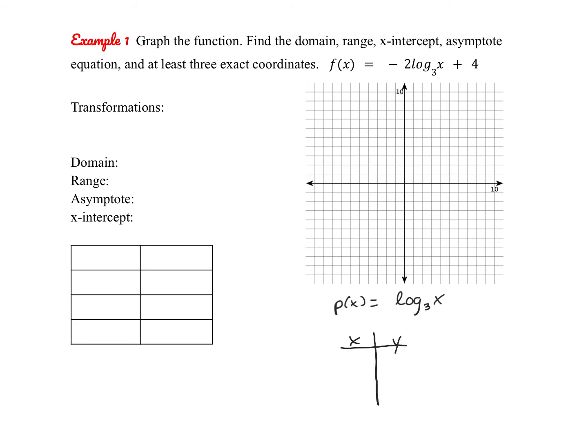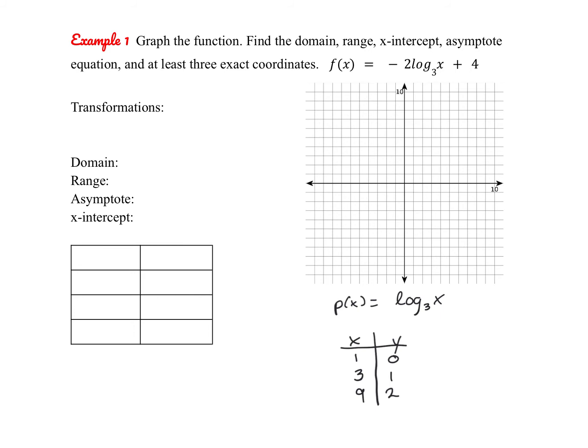A good one to always do is 1. So we have (1, 0), because 3 to the power of 0 equals 1. We can even do, in this case, 3, and then our y value would be 1, because 3 to the power of 1 is 3. And for this one, we could even do 9, and then our exponent, or the y value, would be 2. Notice that I'm picking nice numbers here, so I don't have to do any decimal approximations when I don't need to. So you get to pick the x values, your reference points, pick nice numbers.